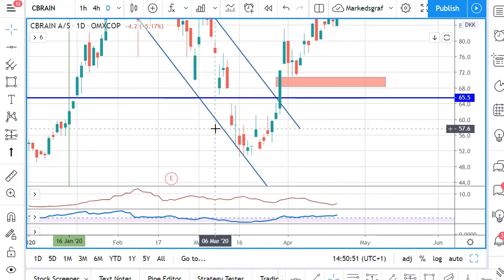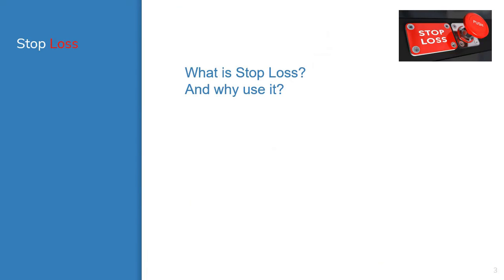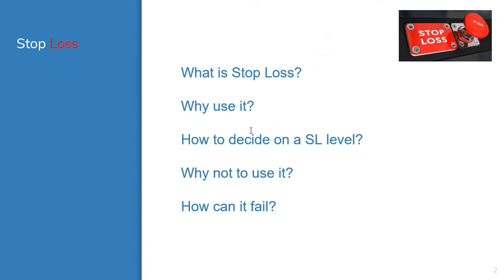So that's about it. That's the stop losses, and we got through what is a stop loss, why use it, and how to decide on the stop loss level. I usually use a volatility stop combined with a chart stop, where I'm looking at where is the last bottom, and I'm trying to adjust my stop so it is somewhere around the last bottom in the chart. Why not to use it, and how it can fail? Well, it can fail if the price gaps down and some surprise comes out in the market.